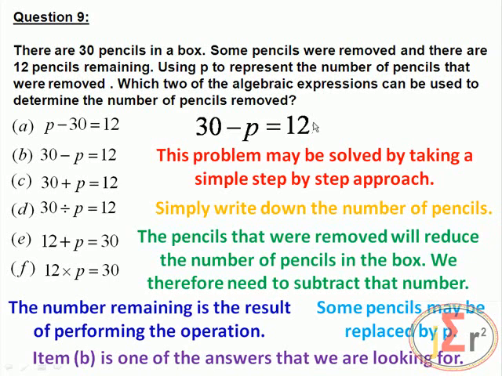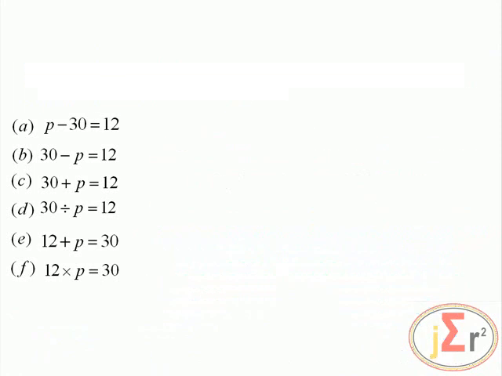Item B is one of the answers that we are looking for. Let's see what B says. 30 minus P is equal to 12, just as we have it right here. So item B is no doubt one of the correct statements that we are looking for. So we have identified option B.